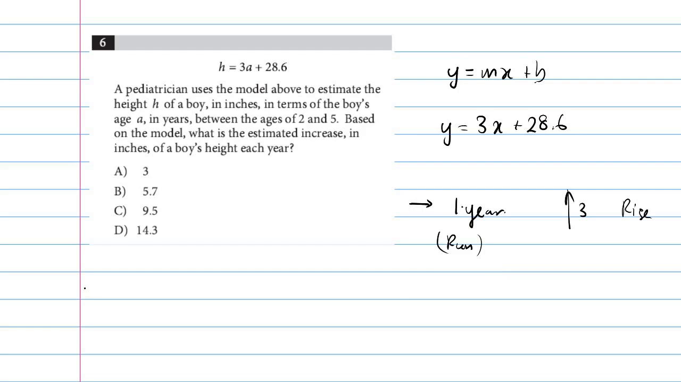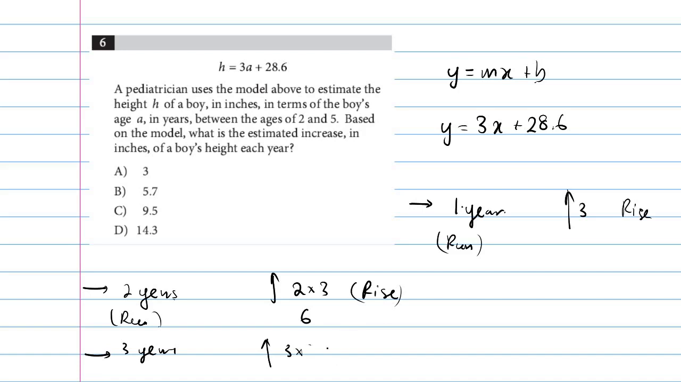So let's say if you increase by 2 years, that is the run, you increase this by 2 times 3, the rise, right? So this is the rise, so that would be 6. So you just multiply by 2. If you run across by 3 years, this would be 3 times 3, which is 9, right? As you see, it's really nice, right?